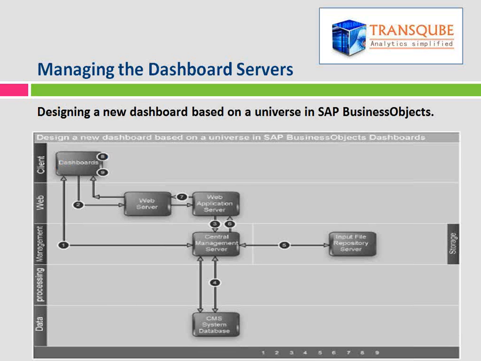The process flow here, guys. Dashboards can be accessed from the BI Launchpad, or from a variety of other sources. Typically from the BI Launchpad, let's see this. If you are using a universe in SAP BusinessObjects Dashboards, the web server, web application server, CMS, and authorization management all come into the picture. Eventually it goes down and picks up an instance of it from the input FRS. Then, based on the need, it presents it back to the web application server, web server, and user.